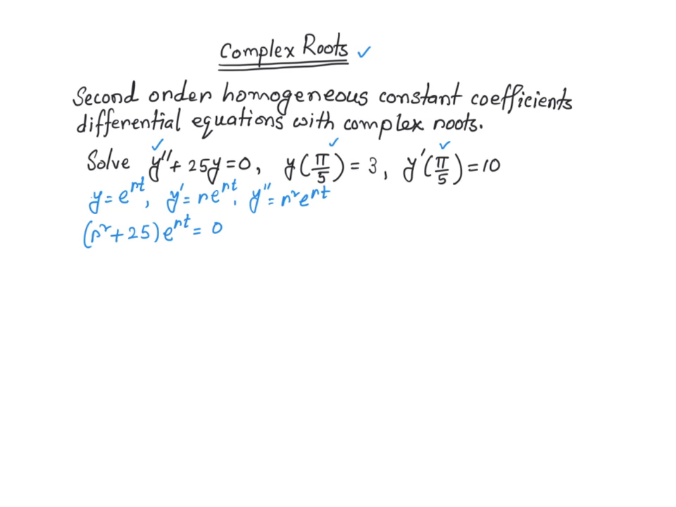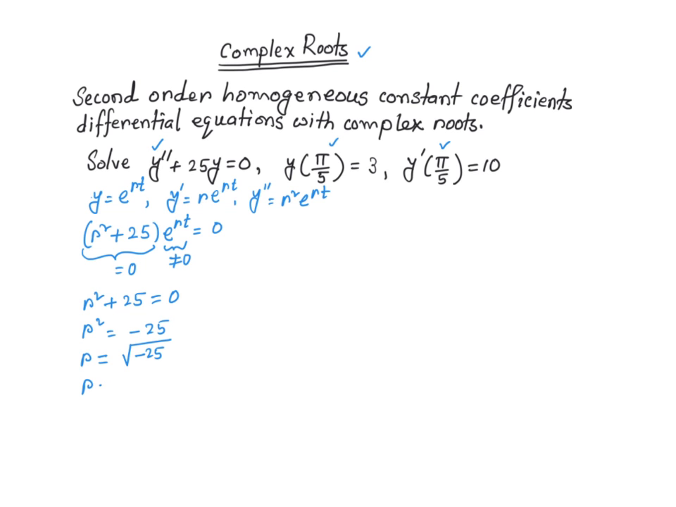So this product of two factors is equal to 0, but e to the power rt is not equal to 0 because it's an exponential function. Therefore, the other one must be equal to 0. And if I set that equal to 0, I get r square plus 25 is equal to 0, or r square is equal to negative 25, or r is equal to square root of negative 25, right? Which I could simplify further.